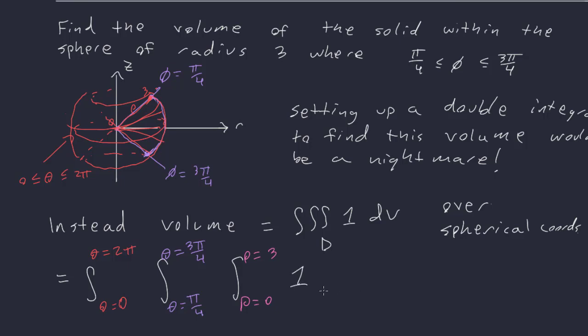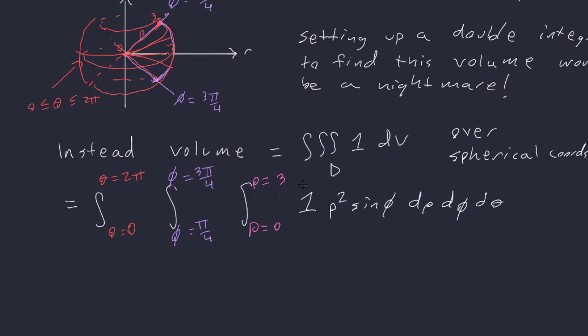Now we're just integrating 1 times rho squared sine phi d rho d theta. Whoops, sorry, I totally messed that up, didn't I? Those are phis. So d rho d phi d theta. Notice that this comes along with the Jacobian, this comes along with dV. So even though we're integrating 1, this still comes from dV. Never forget that. So it's not as simple as integrating 1.